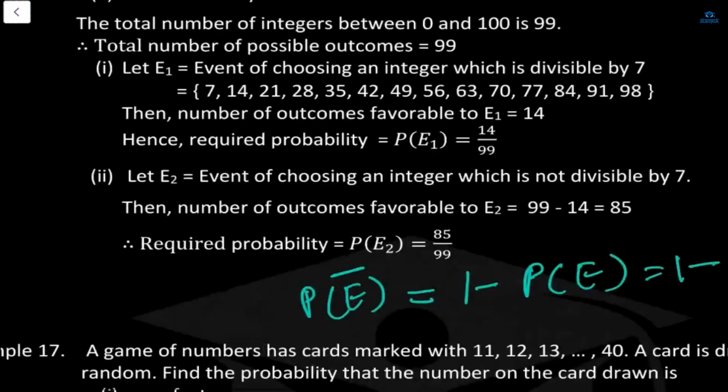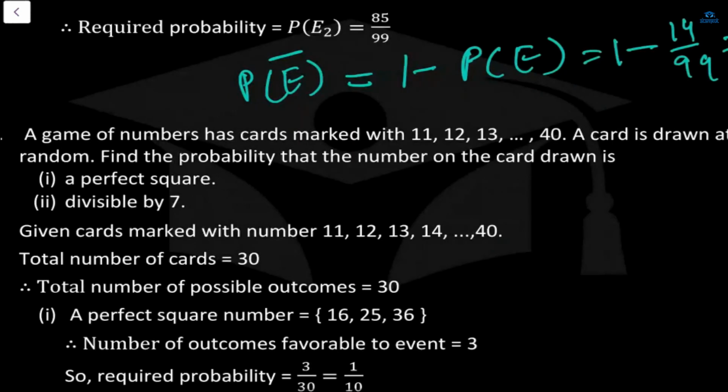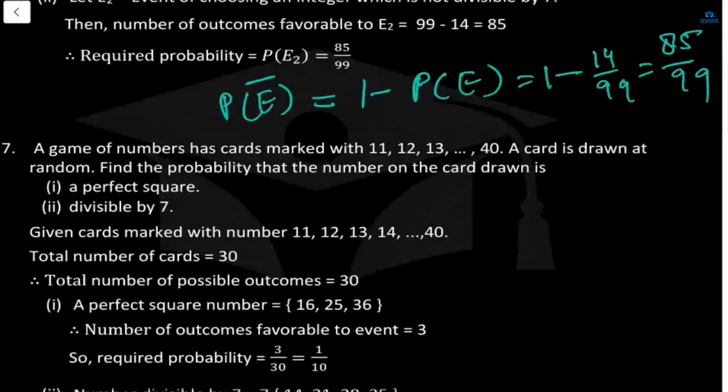Okay, understand? Now, a game of numbers has cards marked with 11 to 40. There are a total of how many cards? The marking starts from 11 to 40, so that means a total of 30 cards we are having, because the marking is not starting from 1. It is starting from 11. So total cards will be 30, so the possible outcomes will be 30.